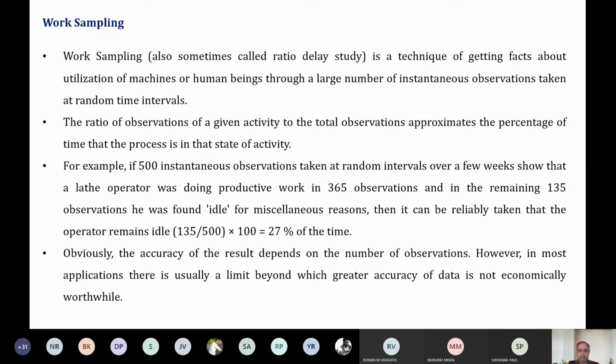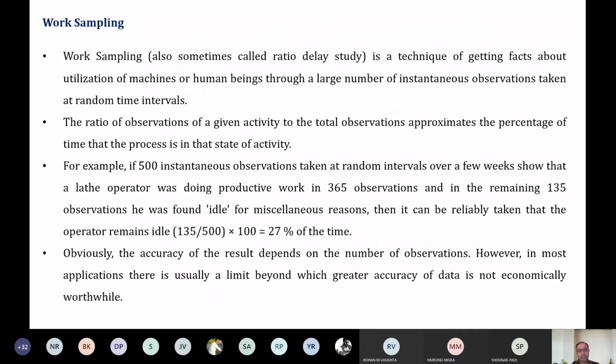So randomly they make 500 observations, and they find that 365 times he is working and 135 times he is idle. Now we don't need to worry about the working hours. That is 365 times he was working, that we are not worried about, but we are worried about the idle time. So the idle time percentage of the employee is 135 out of 500 observations. So 135 divided by 500, times 100, gives us the percentage. So we get 27% of the time we note that the worker is idle.